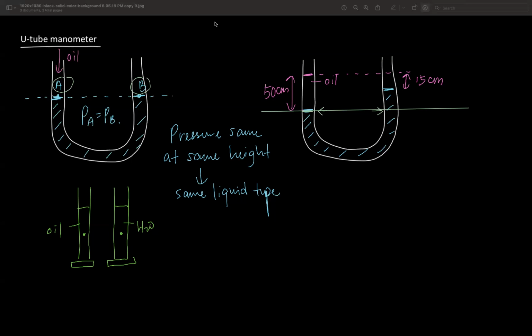That means any point on this line has the same pressure. So this is point A, this is point B. It's the same liquid and the same height, same pressure. So now I know PA equals PB. Then I can find out what is the pressure acting on point A.